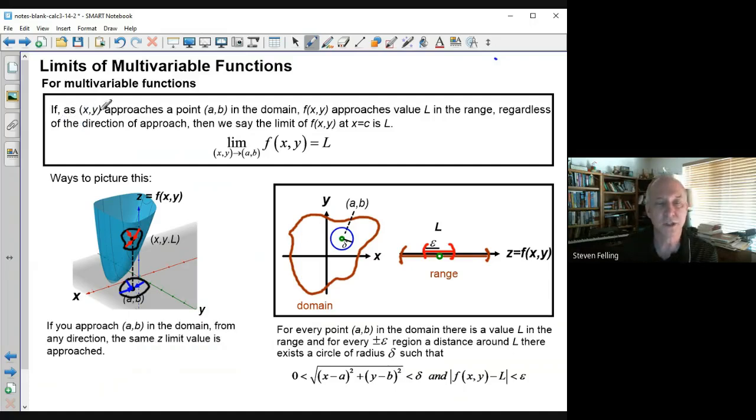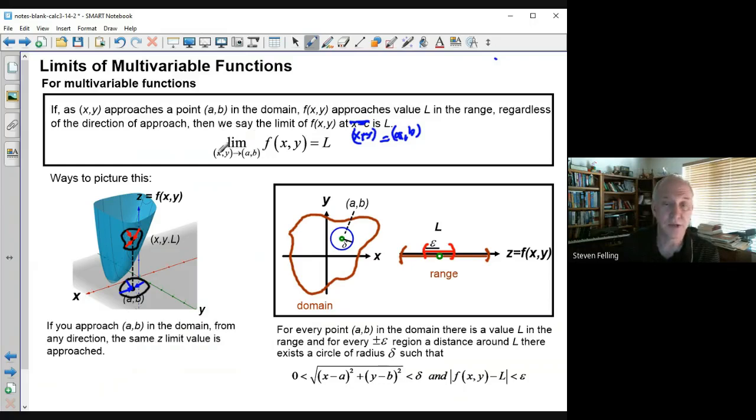If as (x, y) approaches a point (a, b) in the domain, f of (x, y) approaches a value L in the range, regardless of the direction of approach, then we say the limit of f of (x, y) at (x, y) equals (a, b) is L, right? Actually, that should be at (x, y) equals (a, b). That's a typo in the notes, if you want to fix that. And we would write it this way.